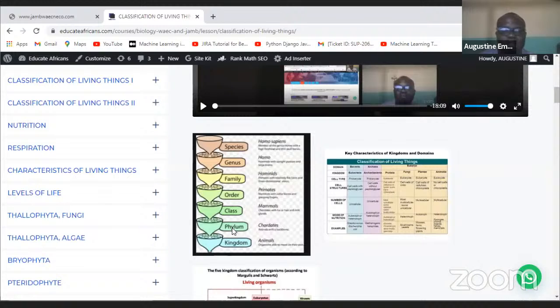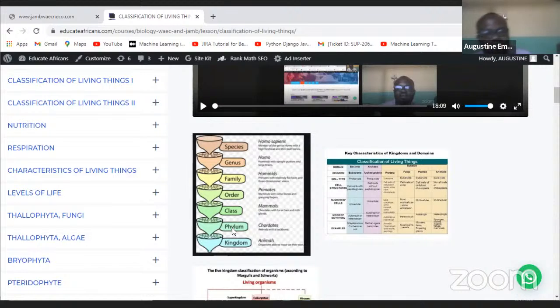Under kingdom, we have lots of organisms that have similar characters. Other phylum have it getting cut down a little bit. Okay, so that is how you classify.